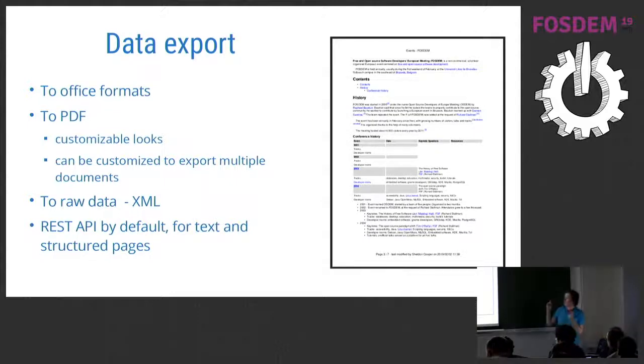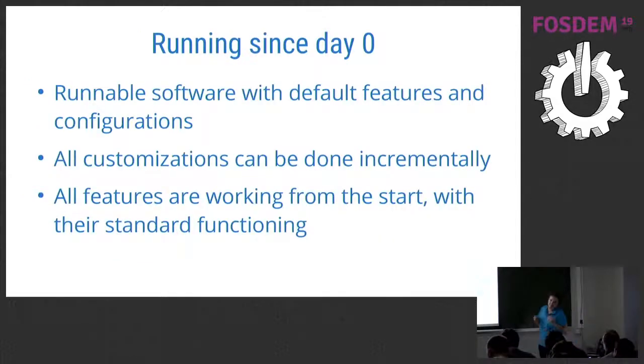I might need to mention, because it might be important for some of you, you also have REST APIs that are there by default. It's harder to turn them off than to have them on, meaning that your data is already accessible through REST APIs if you're building it on XWiki. As I have been mentioning already a couple of times, this is running since day zero.